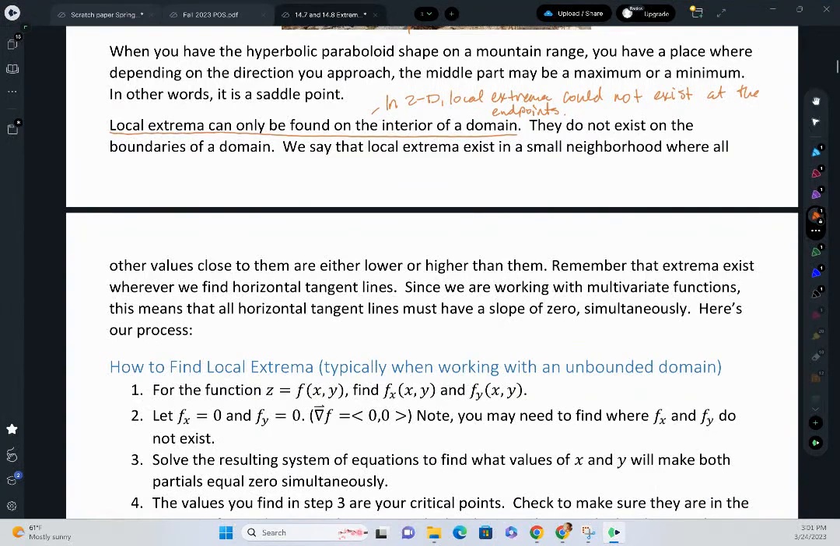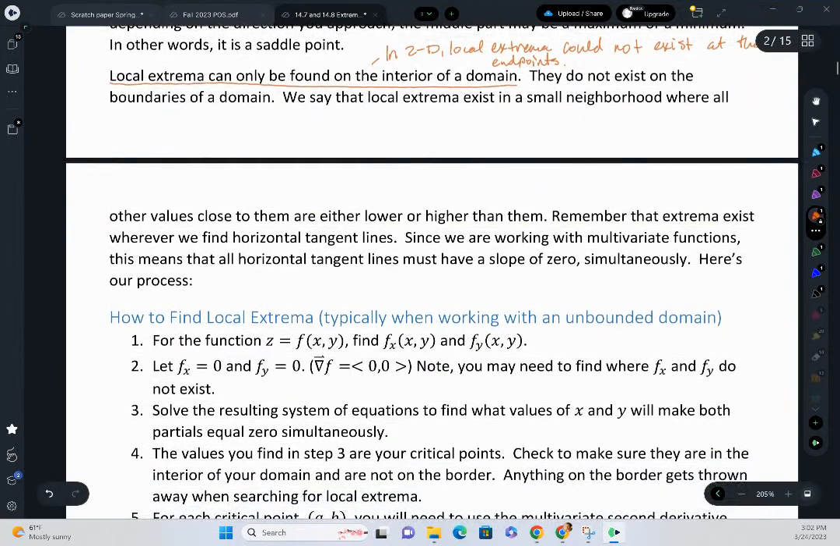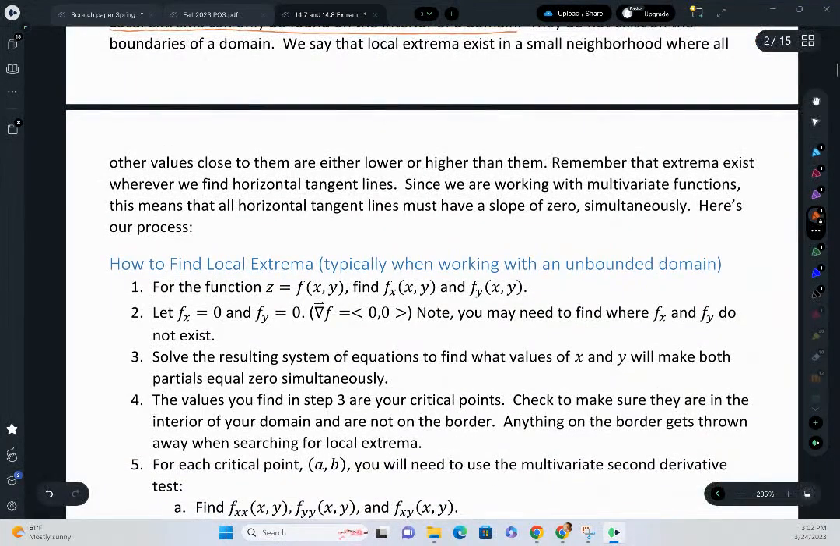And the reason for that is because for a local extrema to exist, there must be a neighborhood of values all the way around it that are either fully less than it or more than it, depending on whether we're looking at a min or a max. Let's see, our extrema will exist wherever we can find horizontal tangent lines. But since we're working with multivariate functions, that means all horizontal tangent lines must have a slope of 0. And for us, that's going to mean that we're going to have to look at all first partial derivatives and when they're equal to 0.